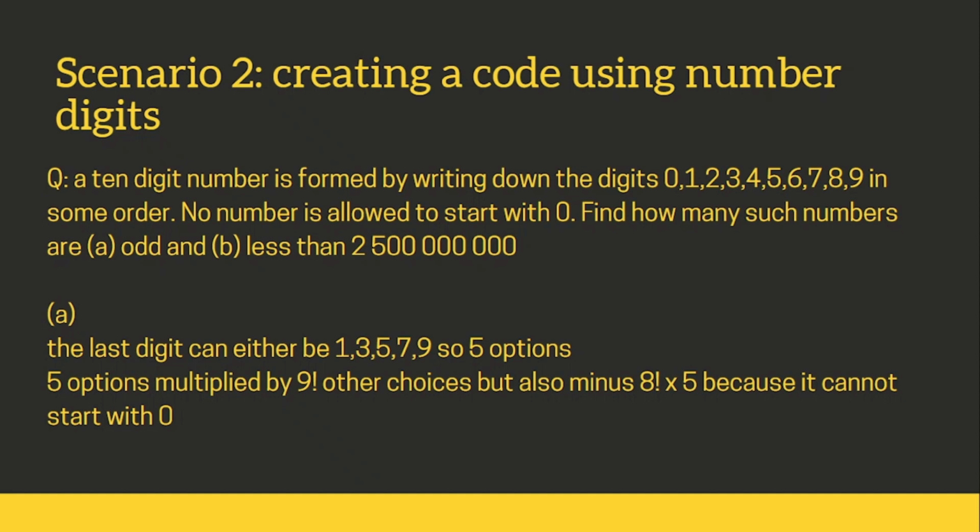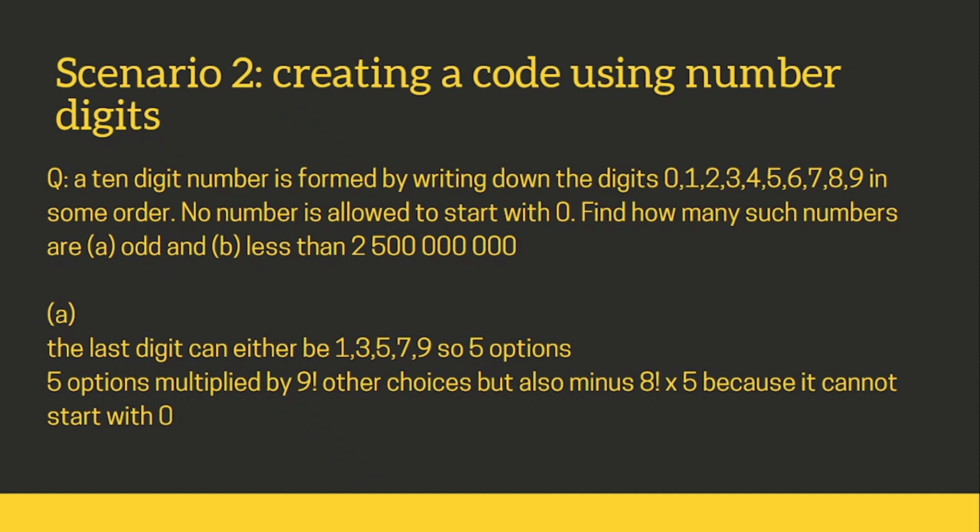In this case, we only have to worry about the last digit. The last digit can either be a 1, a 3, a 5, a 7, or a 9. And so there are 5 options. These 5 options will be multiplied by 9 factorial because we are arranging the 9 remaining numbers.